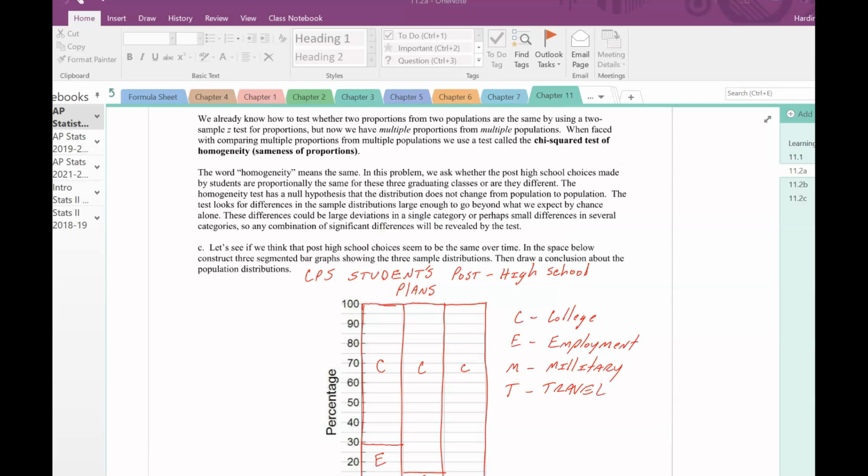Some of this might seem like we've done it before. We've certainly compared proportions. In the previous chapters, we did two sample z-tests for proportions, but the difference here is that we have multiple proportions from multiple populations. So when we're faced with comparing all these multiple proportions, what we're going to perform now is called a chi-squared test of homogeneity. You guys know what that word means? It means the same. So we're actually looking to see if these proportions are the same.